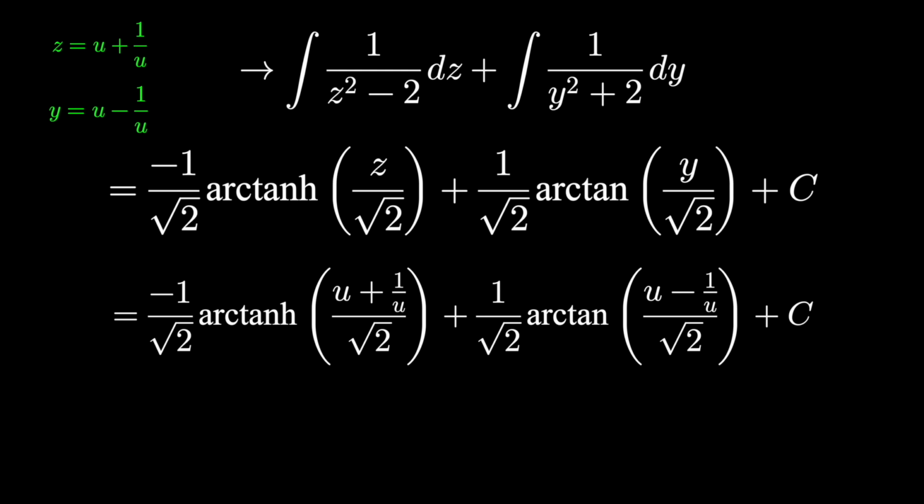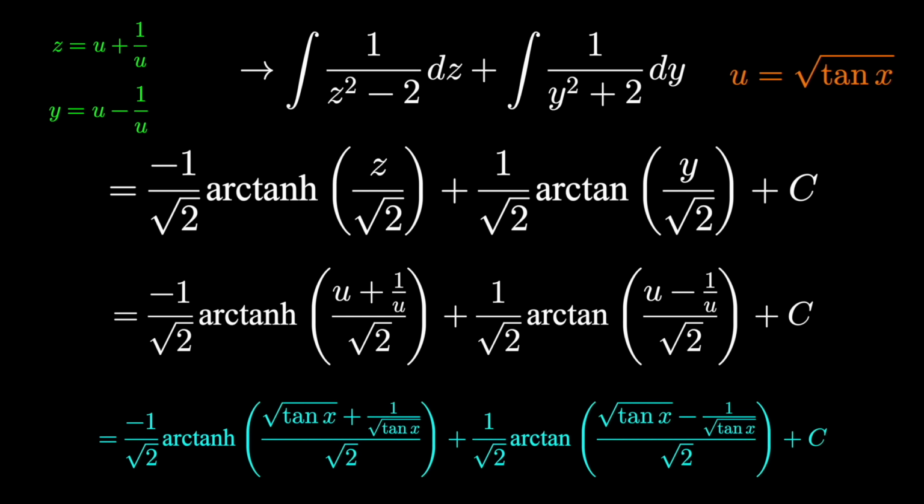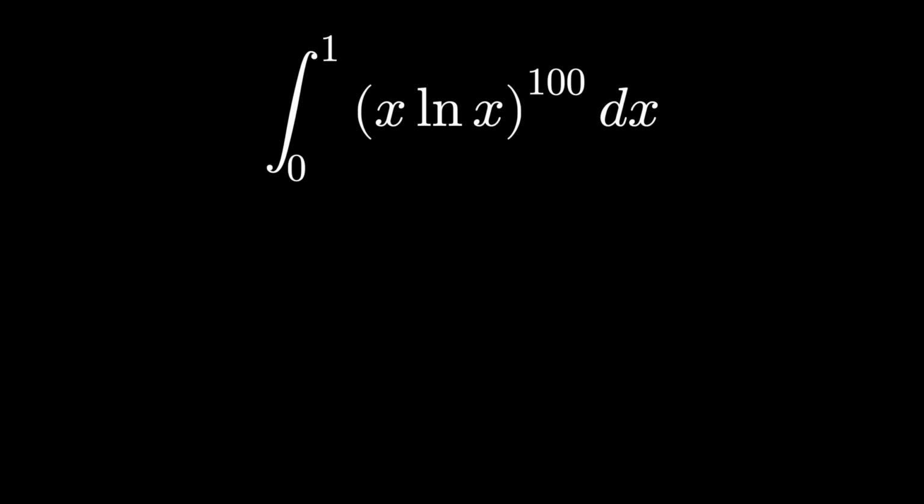But we actually started with x's. So what was u? u was the square root of tan x. And we have this final, very long, very wonky solution, which if you were to take the derivative with respect to x, we would get square root tan x. Can you compute this using standard integration techniques? I'll be honest, if you can, I'll be very, very impressed.